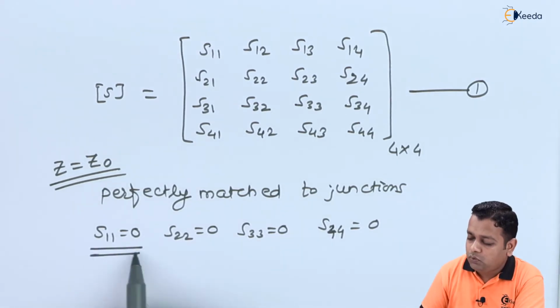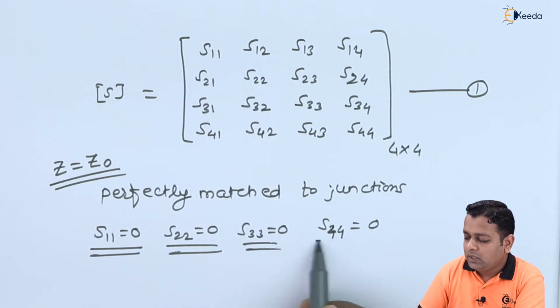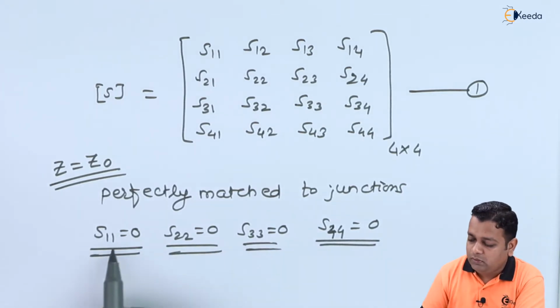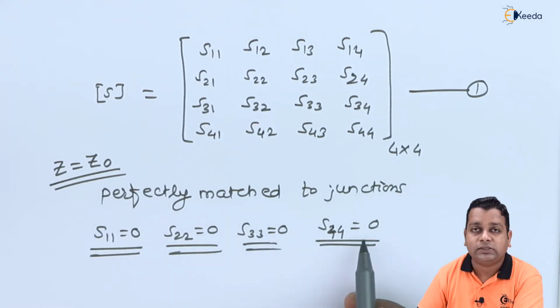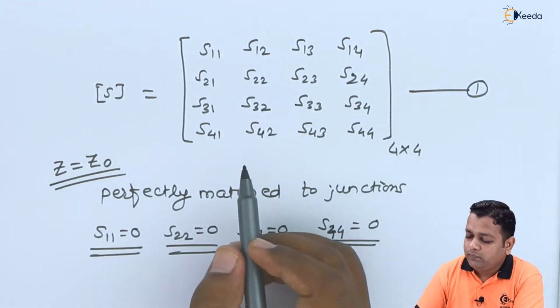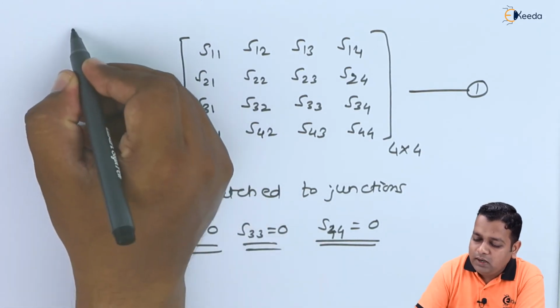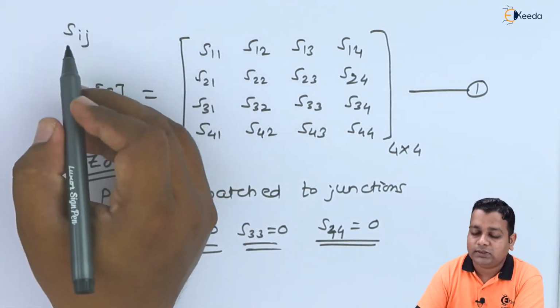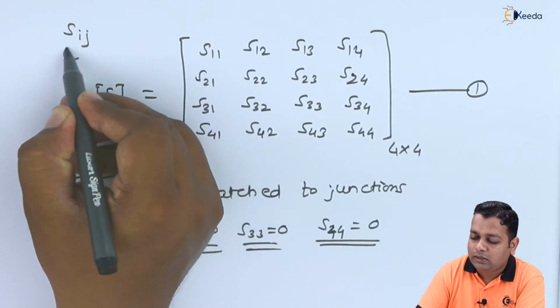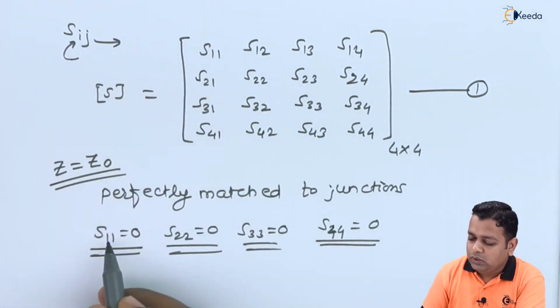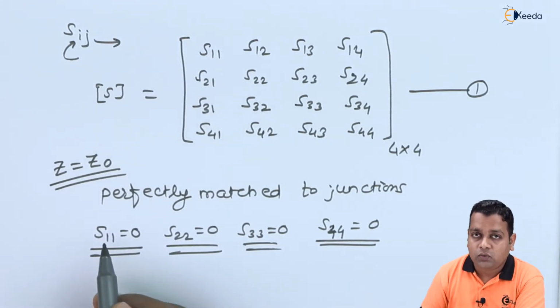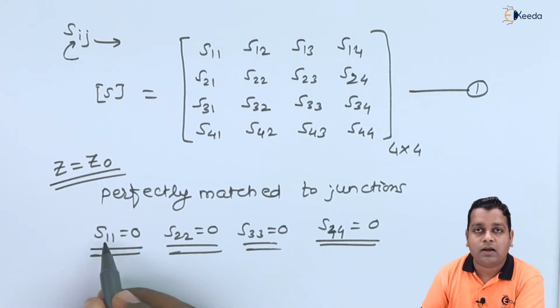Why make these four coefficients only? You can see in the subscript the same number repeats: S11, S22, S33, S44. In general, when we write S suffix ij, this is the input provided to the ith port and output taken at the jth port. So S11 means the scattering coefficient when the input is provided to the first port and the output is also taken from the same port.